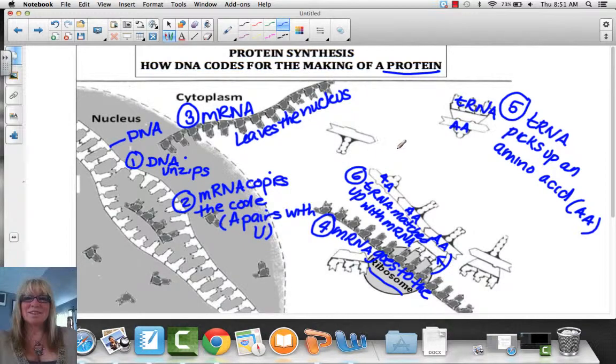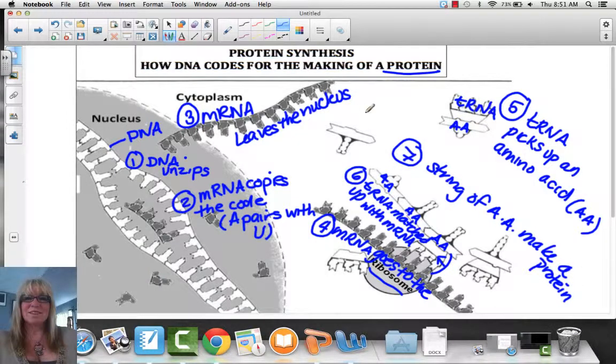So the last thing that happens is 7, a string of amino acids make a protein. Okay? And this right here is just a floating amino acid, just so you can see one by itself. And those are the steps of protein synthesis. Okay, that's it for today's lesson.